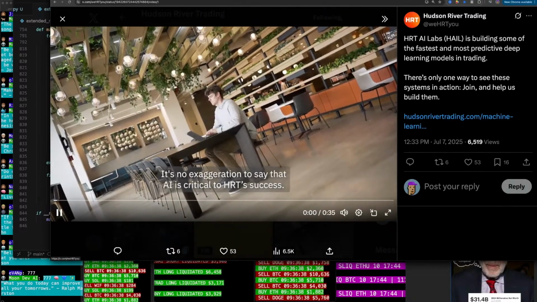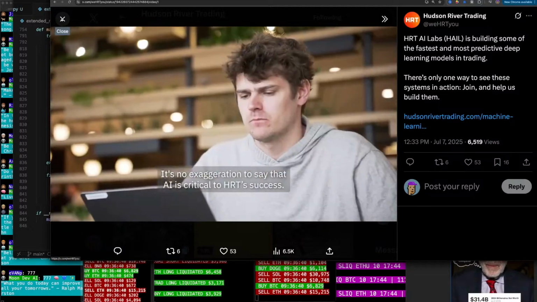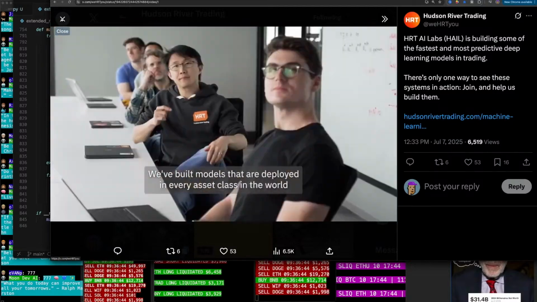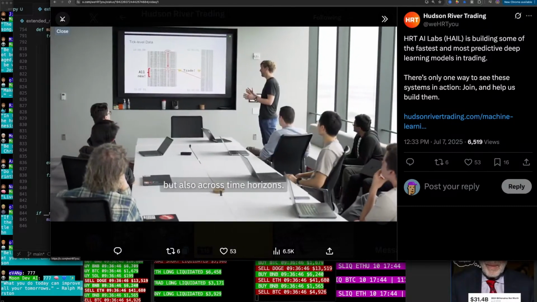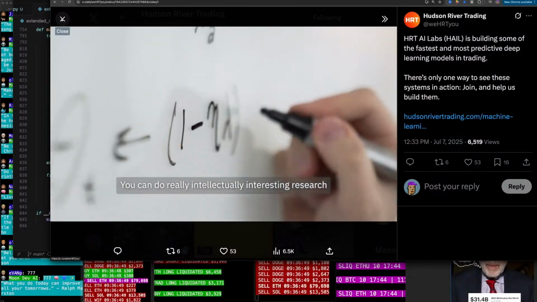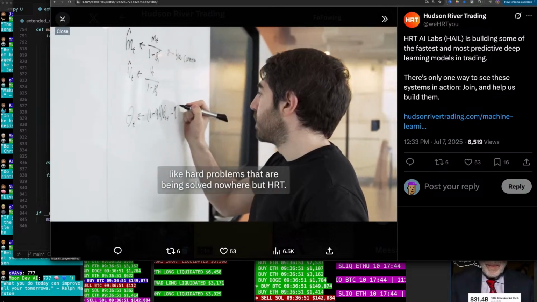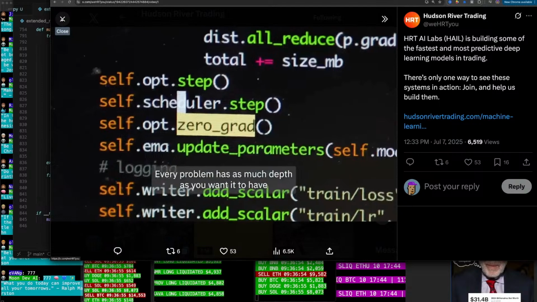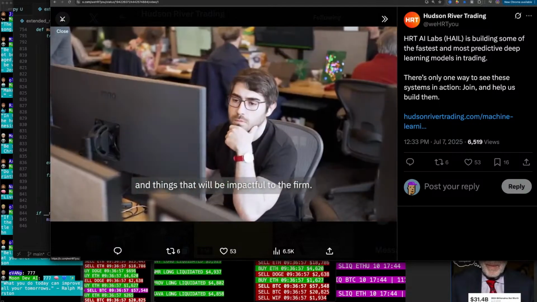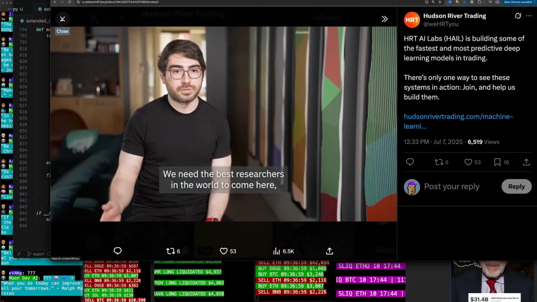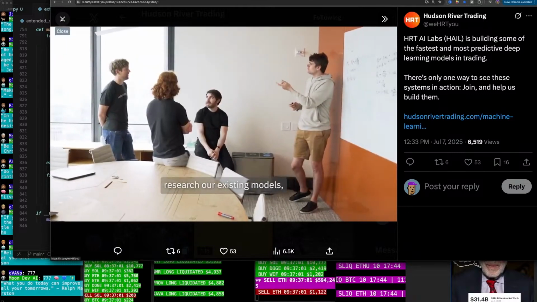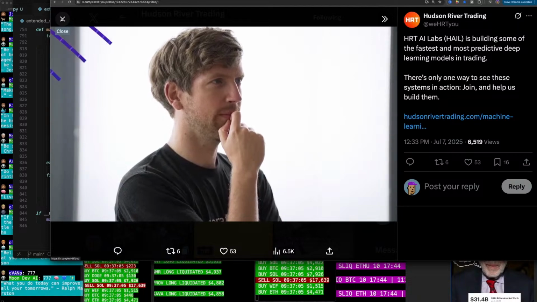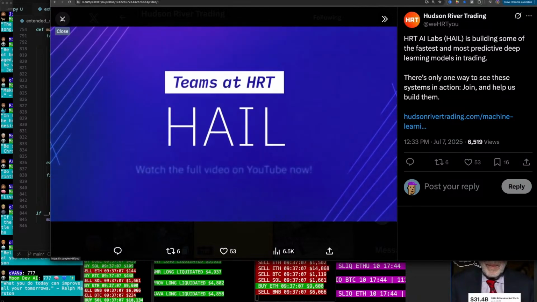It's no exaggeration to say that AI is critical to HRT's success. We've built models that are deployed in every asset class in the world, but also across time horizons. You can do really intellectually interesting research, like hard problems that are being solved. Every problem has as much depth as you want it to have, and things that will be impactful to the firm. We need the best researchers in the world to come here, research our existing models, and really push them even further than we think they can be taken now. Teams at HRT.